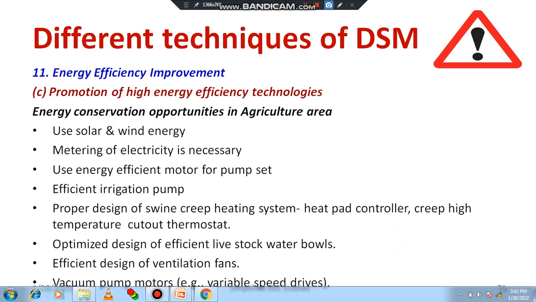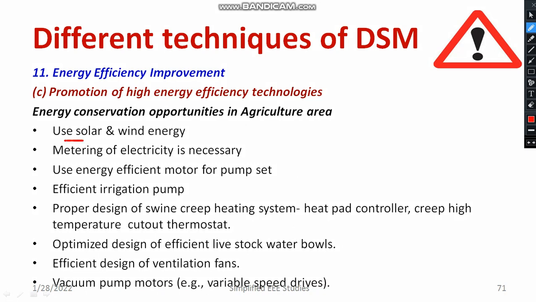In the case of the agricultural area, you need to use solar and wind energy. A solar water pumping system can be employed. Then metering of electricity is very urgent. Use a proper metering system. You can go ahead with TOD, time of day pricing. Use energy efficient motors for that, and efficient irrigation pumps can be employed.